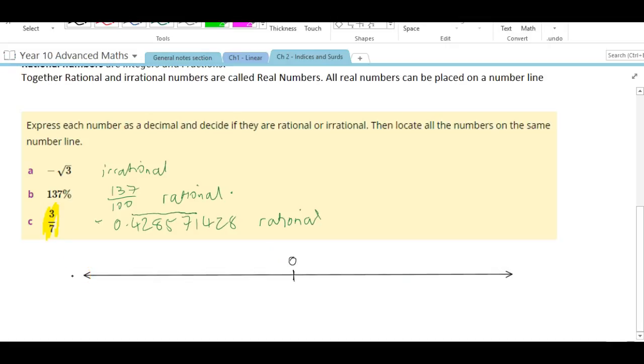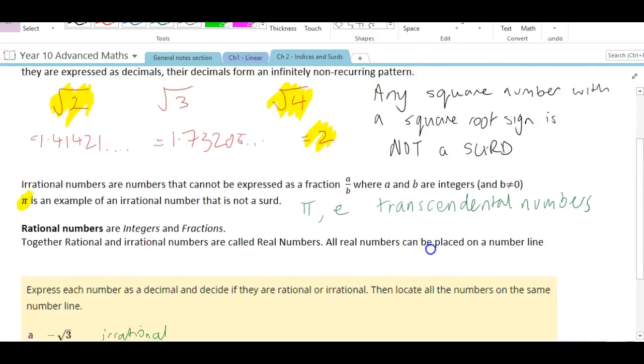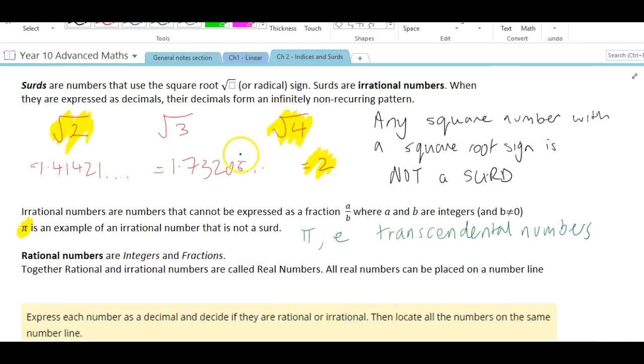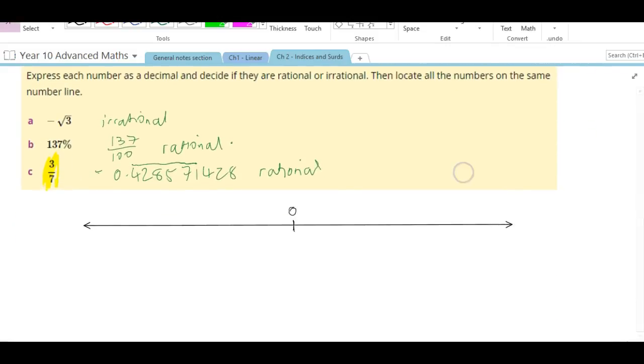So, negative square root of 3. If you remember, it's actually going to be the negative version of this here. So negative 1.73. If that's 1 or negative 1, and that's negative 2, negative root 3 is going to be here somewhere at approximately negative 1.73. The second one, 137 over 100. If you were to write that as a mixed number, you'd actually get 1 and 37 over 100, so it's nearly positive 2.